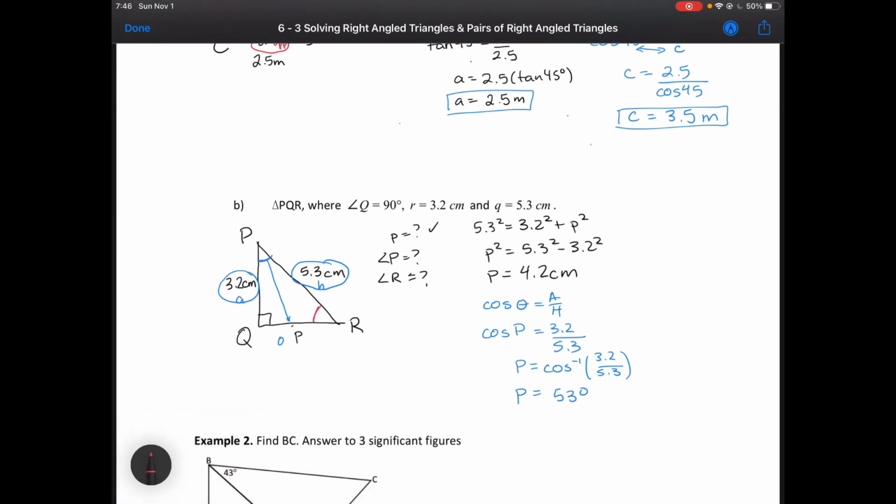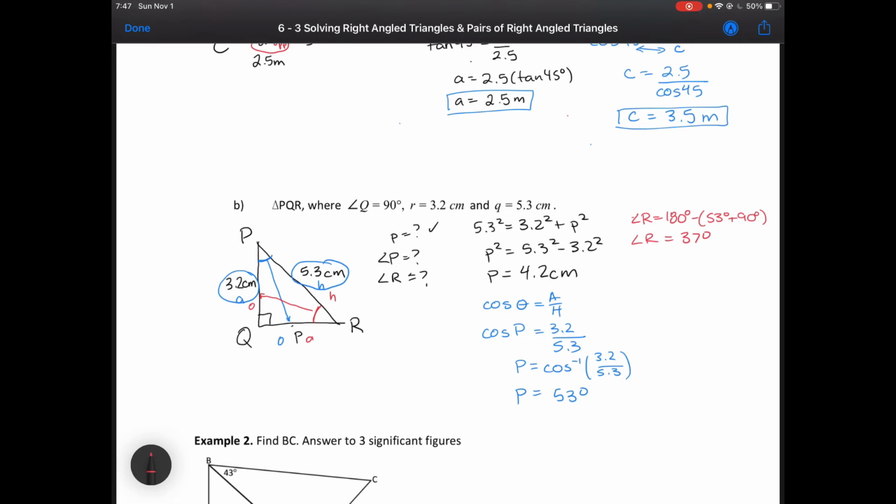A couple different ways that you could do this. One is you could use right angle trigonometry, and you would identify your opposite, adjacent, and hypotenuse, and you could use your cos ratio to figure that out. You can also use the idea that all of those angles in a triangle add up to 180, and so you can do 180 minus 53 plus 90 degrees. So 180 minus 53 plus 90 is going to tell you that angle R equals 37 degrees. So there's lots of different ways to find this information.